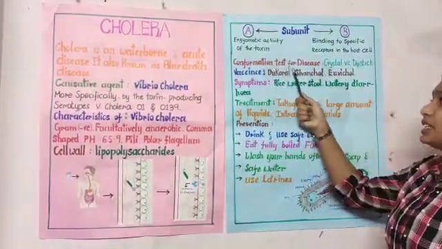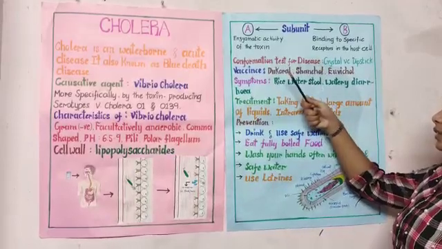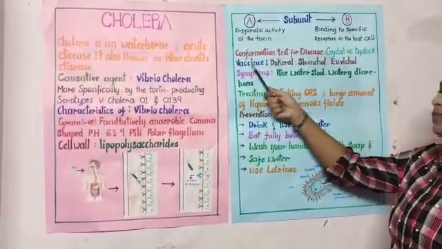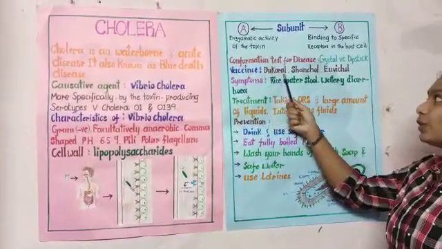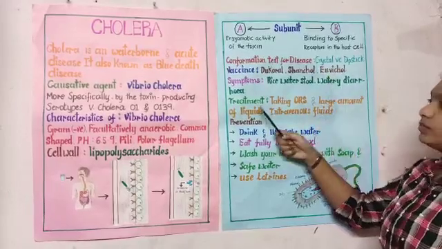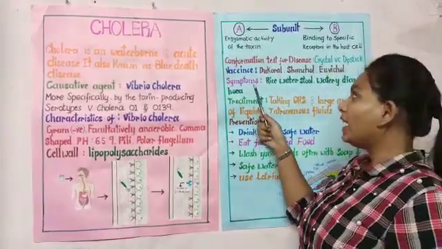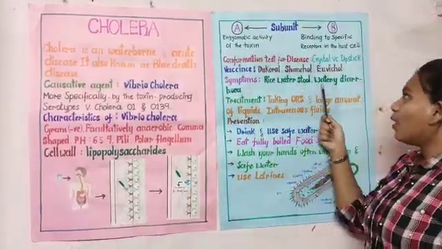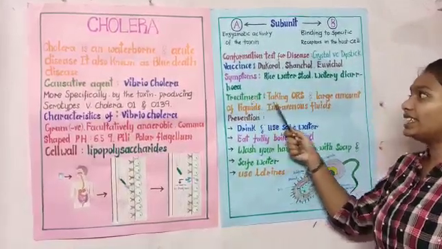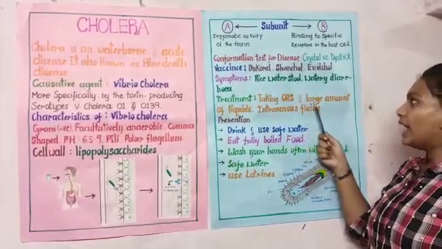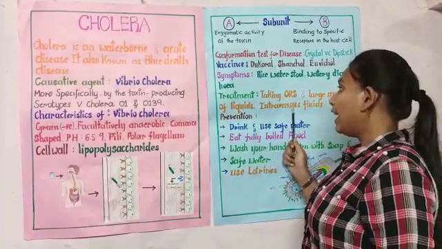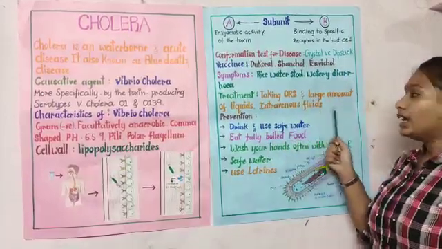The confirmation test for the disease cholera is the Crystal VC dipstick, and the vaccines for cholera are Dukoral, Shanchol and Euvichol. The symptoms of cholera are rice water stool, watery diarrhea and vomiting. Treatment for cholera is taking ORS and large amounts of liquids. In some severe cases, intravenous fluids are required.